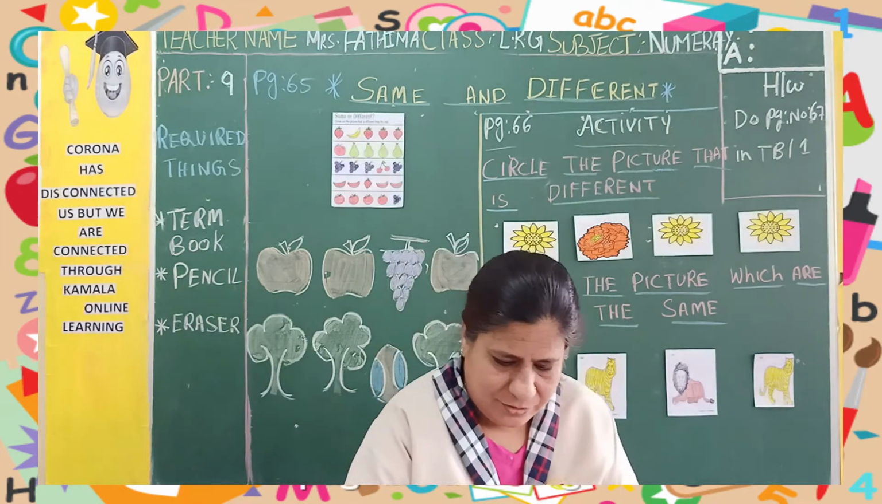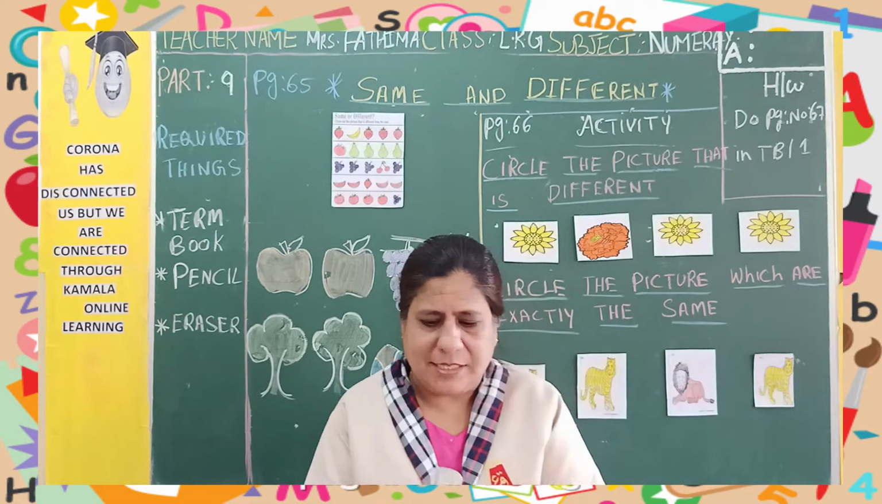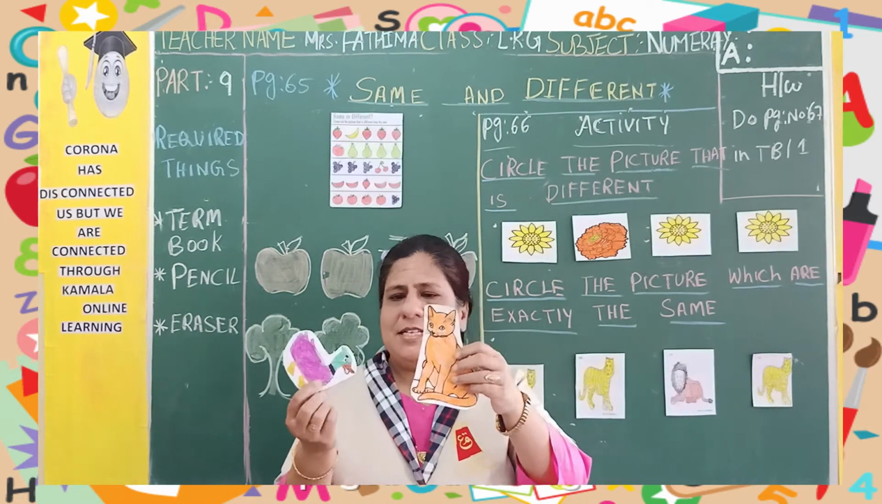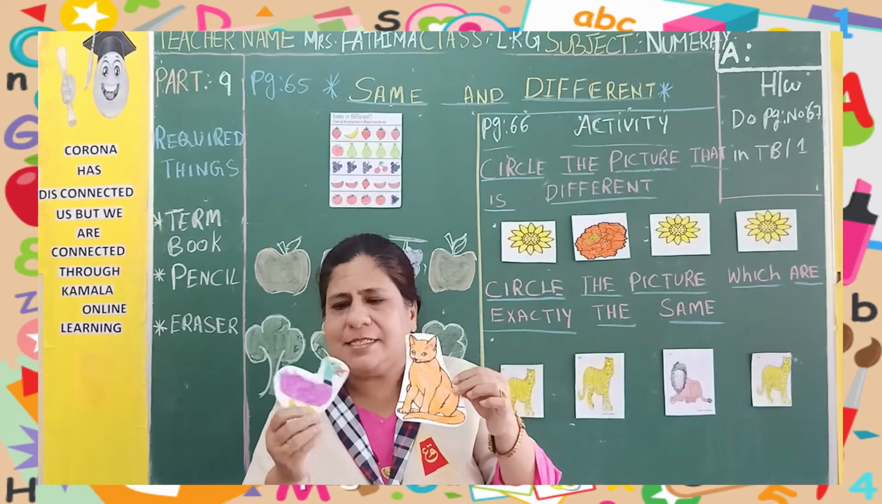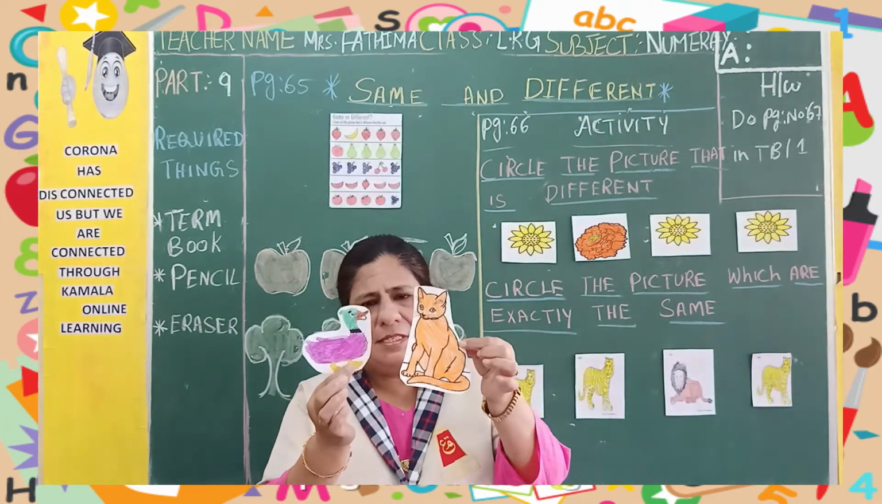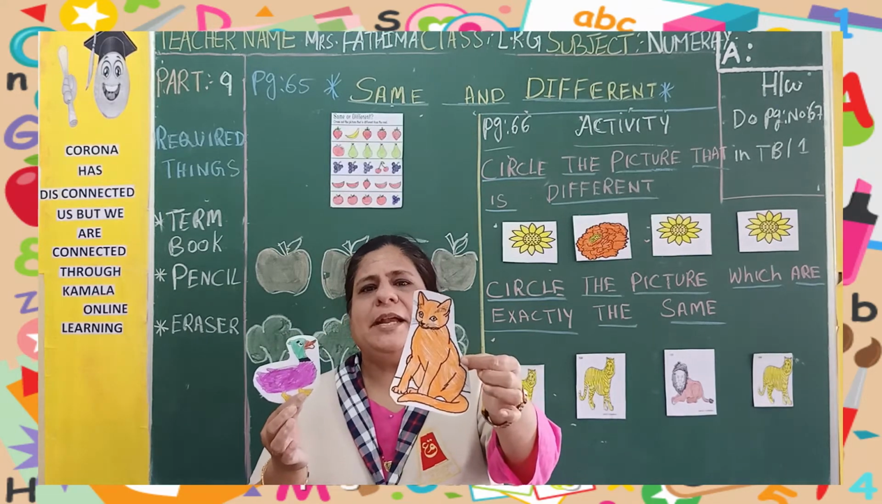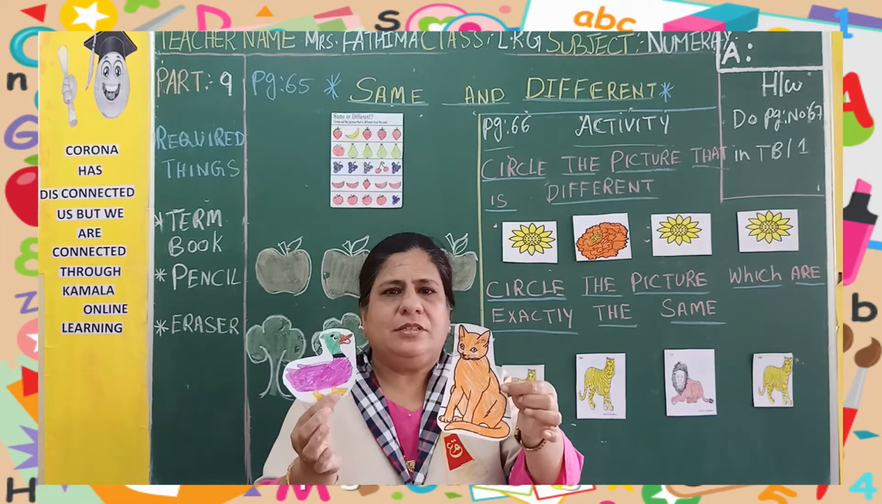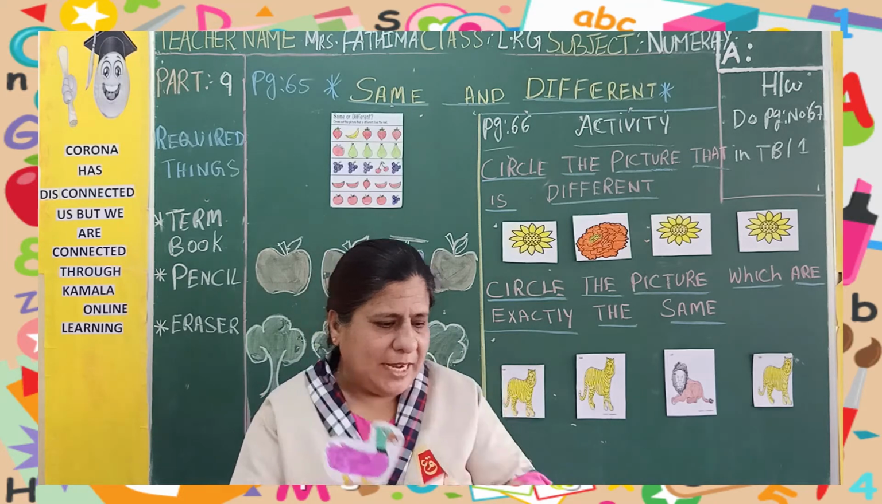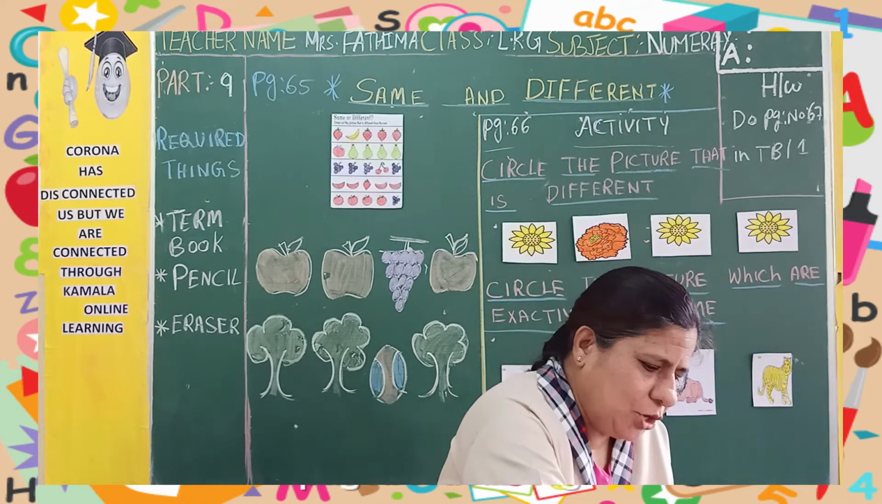Okay? See, what is this? This is a cat. This is a duck. These two animals are same? No. This is a bird. This is a pet animal. These both are different now. These are the different animals. Okay. I will show you this.